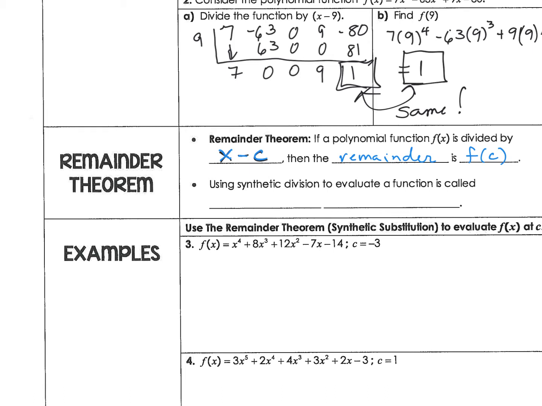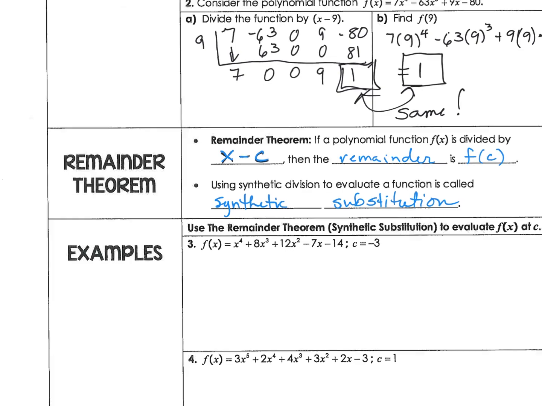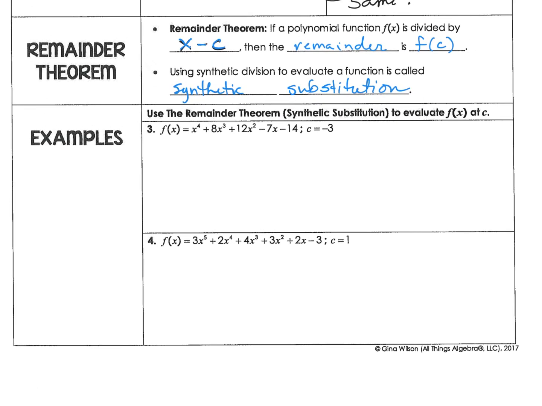So now we can use synthetic division to evaluate, and you know what it's called? Synthetic substitution. Right? Think about why that would be. We're substituting in here, aren't we? And we're using synthetic division to take the place of that substitution. So now all we have to do is use the remainder theorem, which is synthetic substitution, to evaluate f of x at c.